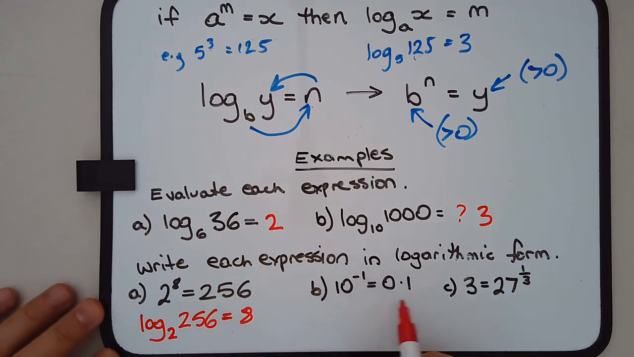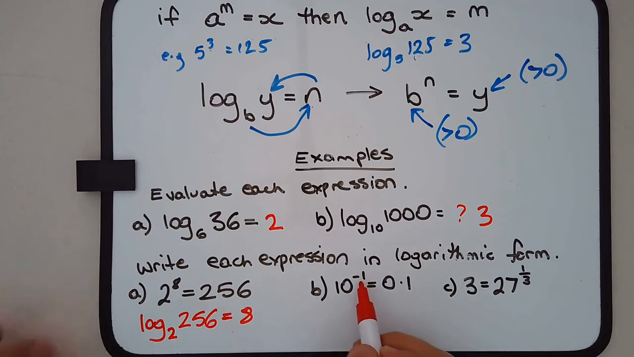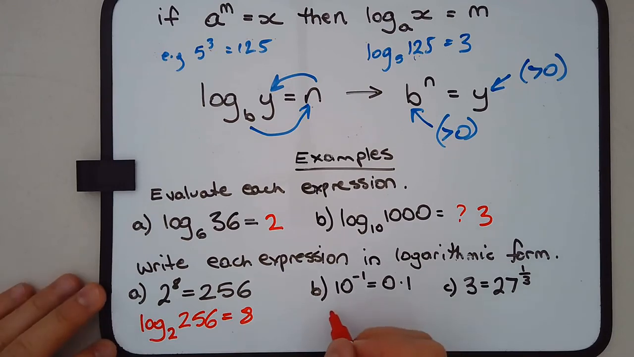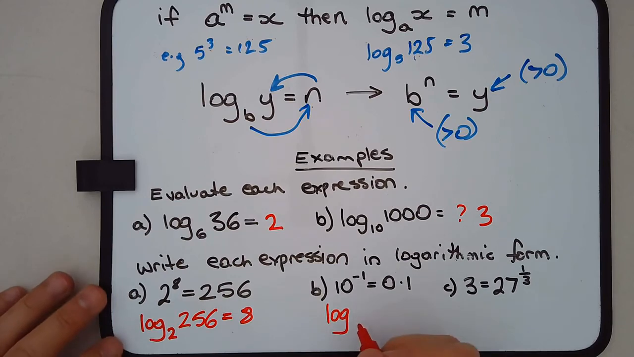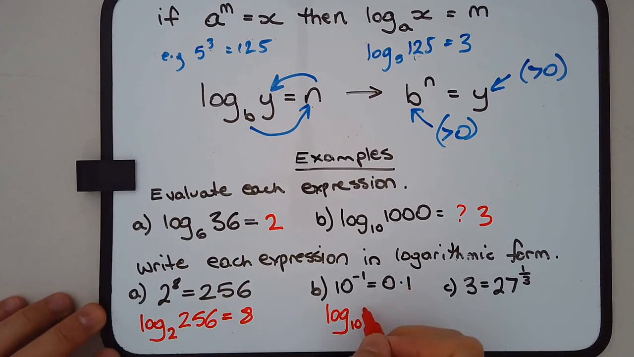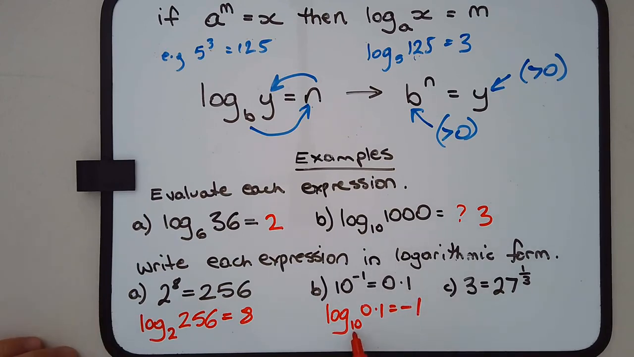What about this one? 10 to the power of negative 1 equals 0.1. Yes, the indices can be negative. That's okay. We've studied negative indices before. We know what a negative index is. It's basically fraction form, reciprocal form. Again, start off with the word log. What's the base? The base is 10. The simple number is 0.1. And the index is negative 1. And again, that makes sense. 10 to the negative 1 is really just 1 on 10, which is 0.1. So you need to be able to think about it not just in the forward direction, but in the reverse direction as well.